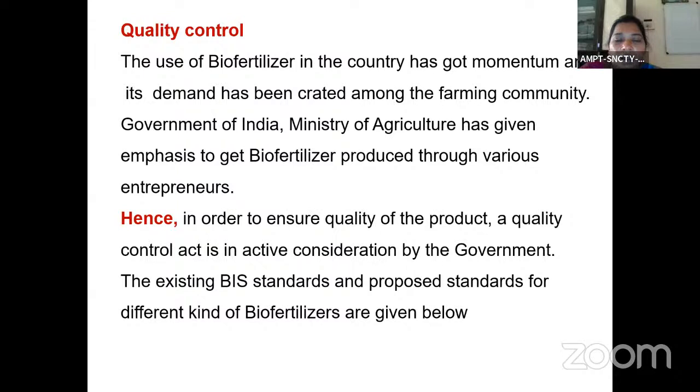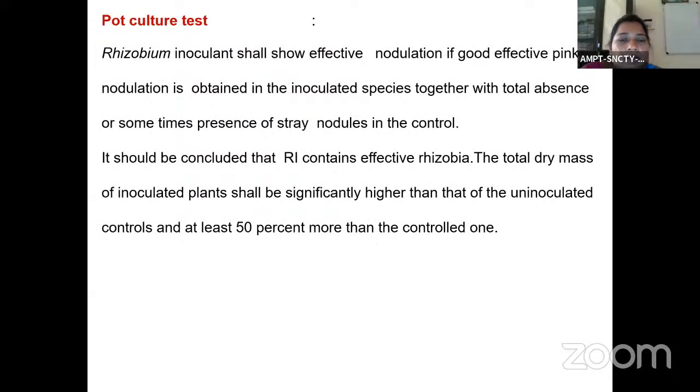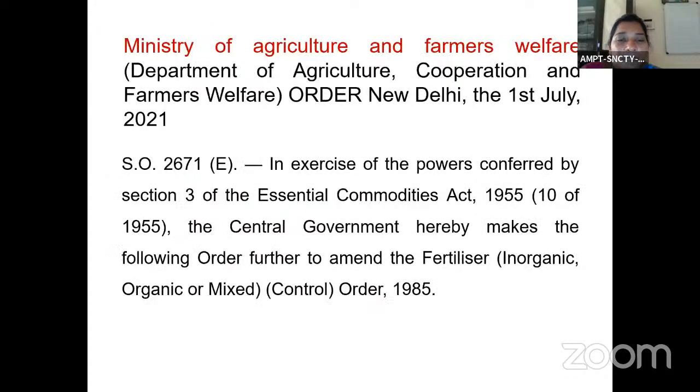Everyone should maintain quality and ensure the quality of whatever product they are producing. A quality control act is under consideration by the government. The existing BIS standards and proposed standards for different kinds of biofertilizers are given below. Efficacy can be studied by the pot culture technique or field efficacy. The Ministry of Agriculture and Farmers Welfare, Department of Agriculture Cooperation and Farmers Welfare, gave the order in New Delhi on 1st July 2021. We have to follow all these amendments while producing biofertilizers.